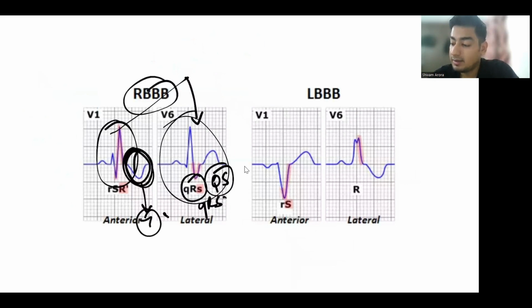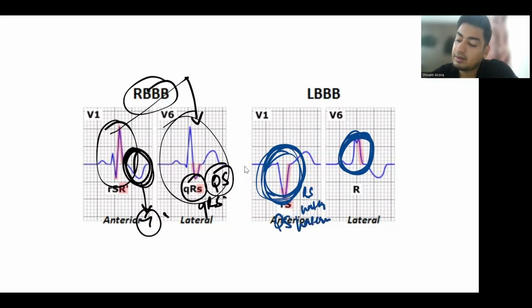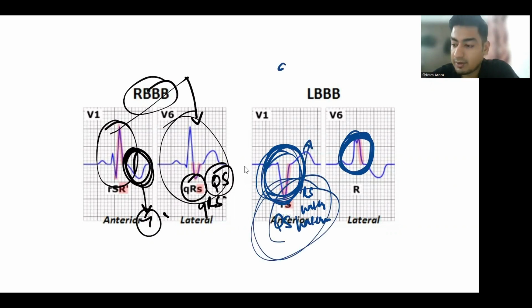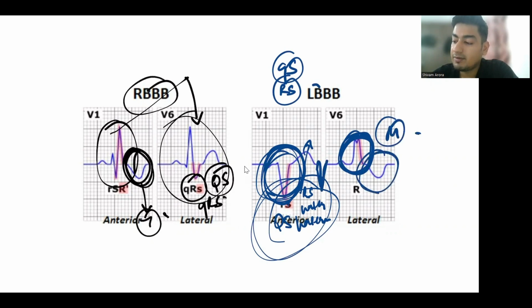As we can see here, we have this RSR dash pattern in V6 and a V pattern or RS pattern or QS pattern. So these are some alterations that we can have: QS pattern, RS pattern, or V pattern and M pattern here, with T-wave inversions in lateral leads. Clear?